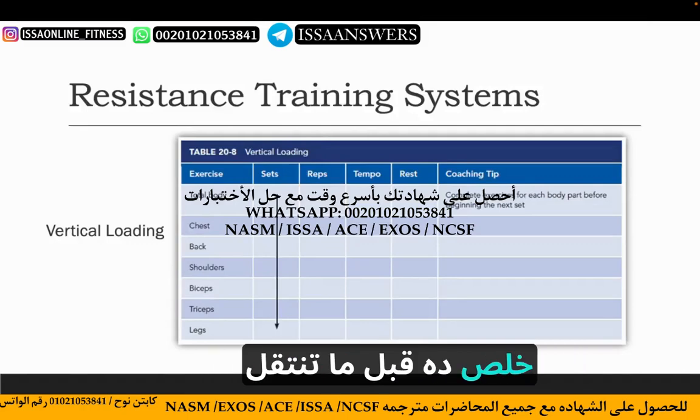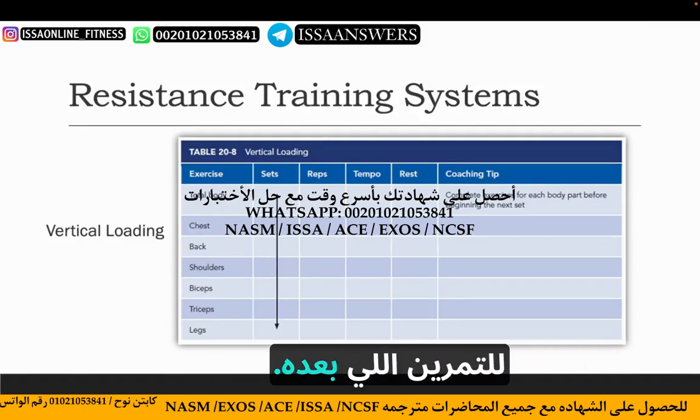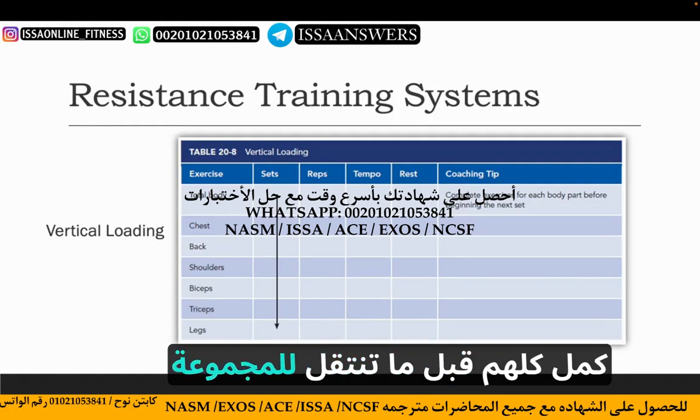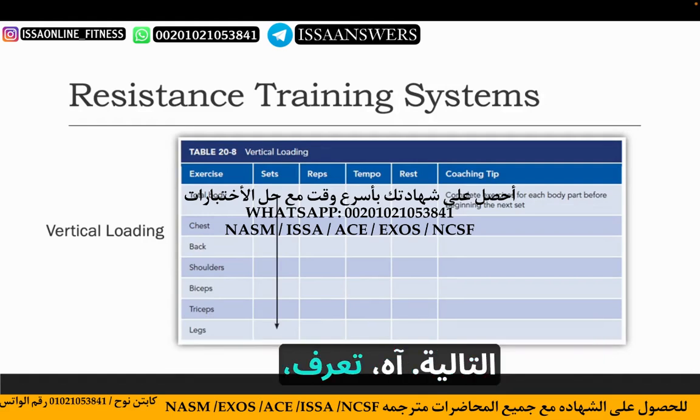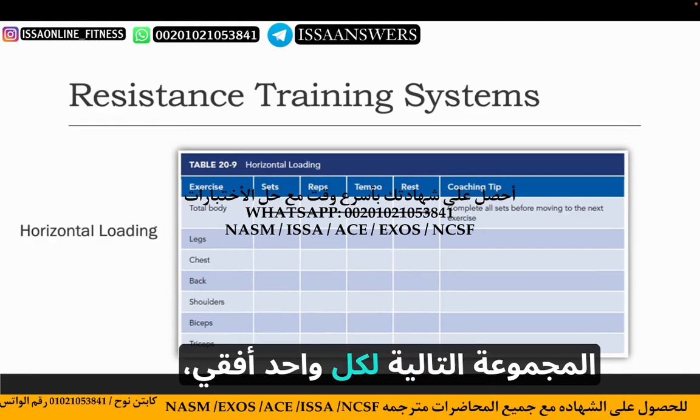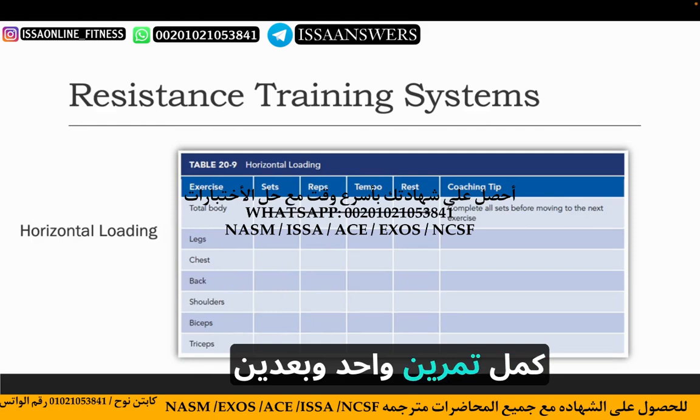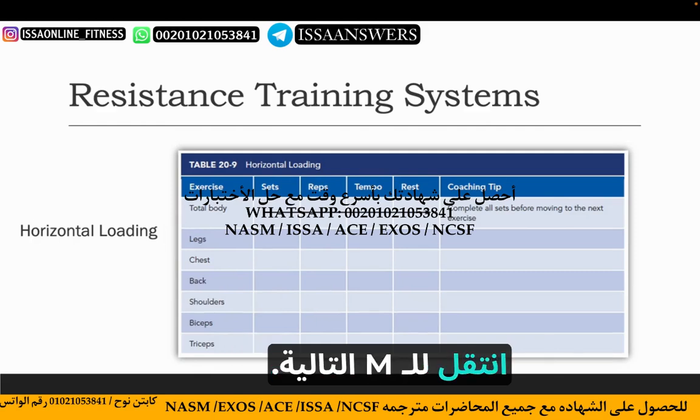Vertical loading, like I said, complete all of them before moving on to the next set of each one. Horizontal, complete one exercise base, and then move on to the next.